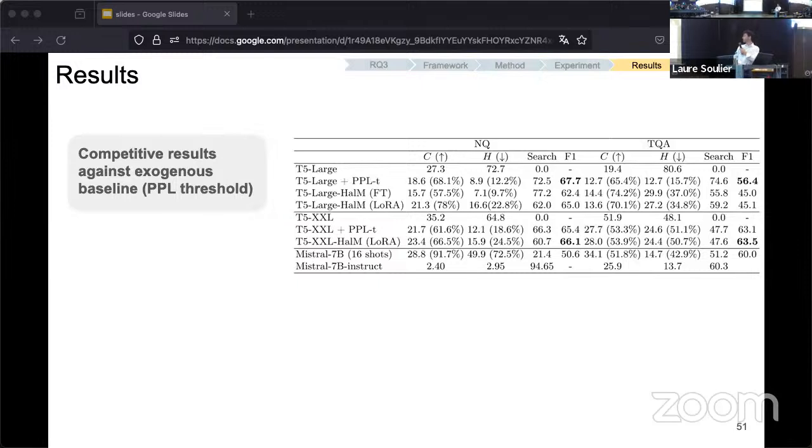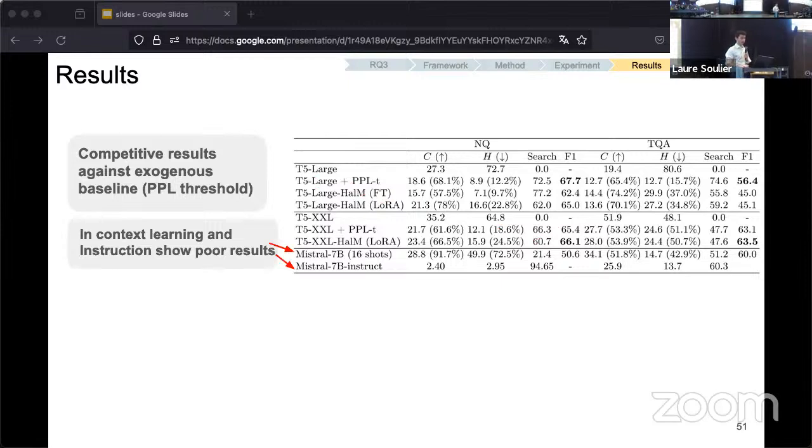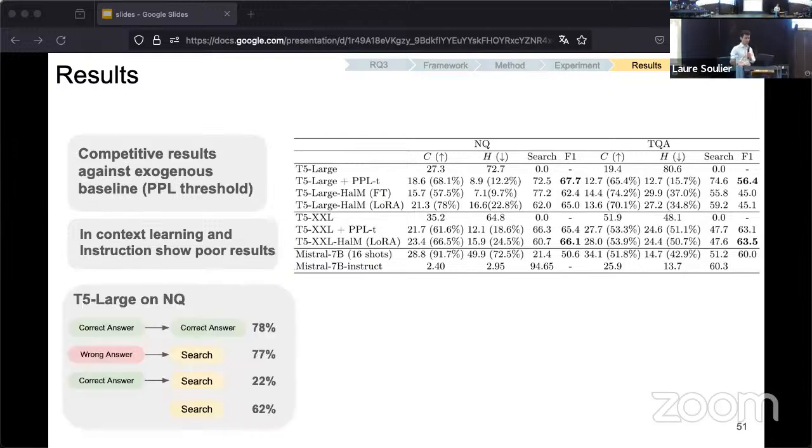So what we can see here is that our model has competitive results against exogenous baselines, such as the perplexity threshold here. In-context learning and instruction models show very poor performance on this task. And if we look at, for example, T5 large and Natural Questions, when the model was generating a correct answer, it now still generates the correct answer directly 78% of the time. When it was generating a wrong answer, it is now masked 77% of the time, and it only calls the API 62% of the time.